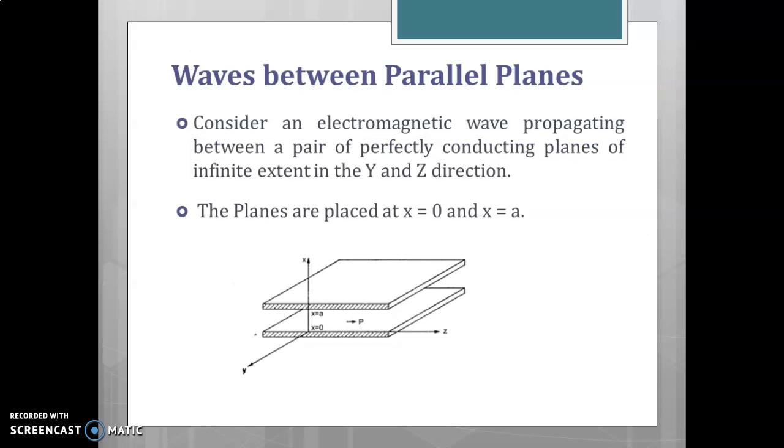Consider an electromagnetic wave propagating between a pair of parallel, perfectly conducting planes that extend to infinity in the y and z direction. The planes are placed at x equal to 0 and x equal to a in the positive x direction, and the wave is assumed to propagate in the positive z direction.